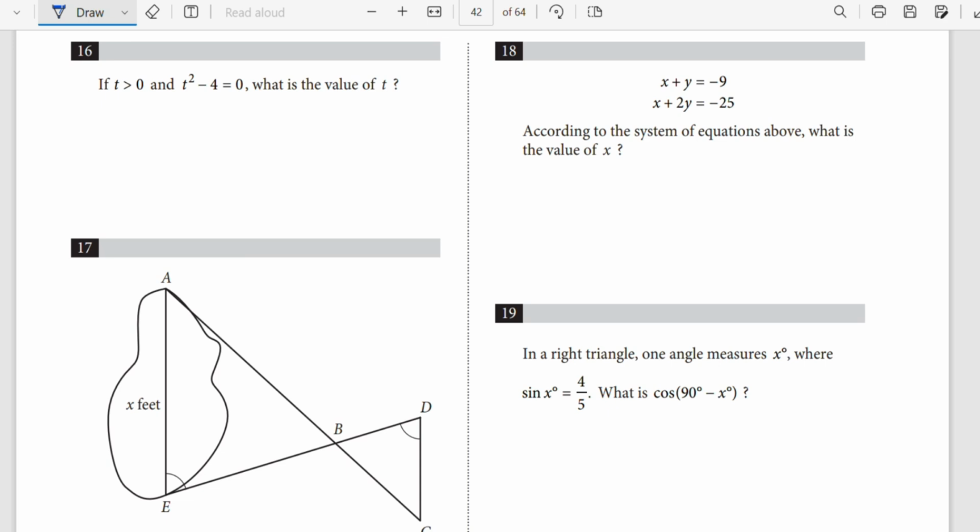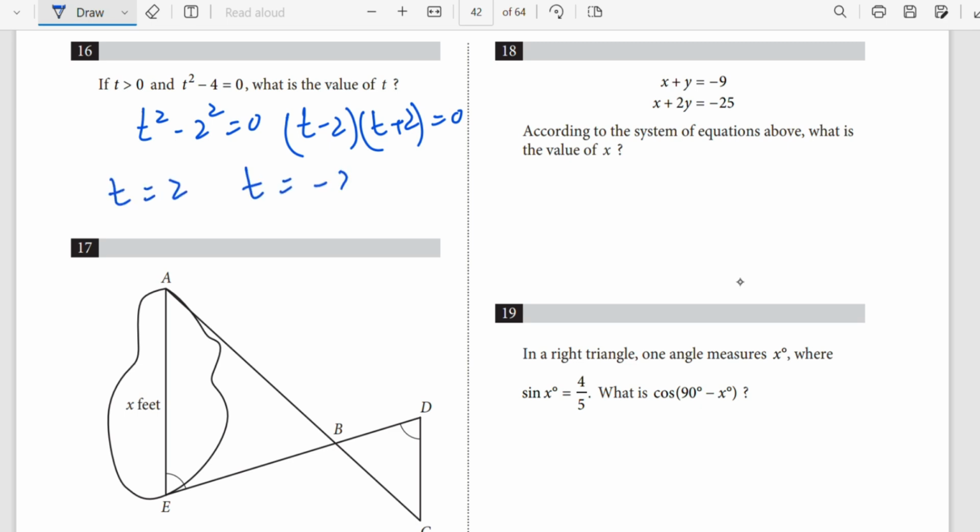Now move on, question number 16. So t square minus 4 is equal to 0, and you know that t square minus 2 square is equal to 0. So either t minus 2 or t plus 2 equals 0. From here t is equal to 2 or t is equal to minus 2. But keep it in your mind, t is greater than 2. So ignore this. This one is the answer.